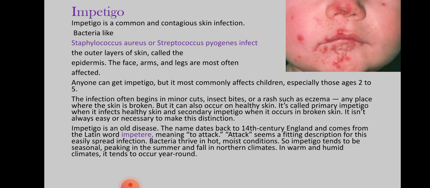Impetigo is an old disease. The name dates back to 14th century England and comes from the Latin word impetere, meaning to attack. It seems a fitting description for this easily spread infection. Bacteria thrive in hot, moist conditions, so impetigo tends to be seasonal, peaking in the summer and fall in northern climates. In warm and humid climates, it tends to occur year-round.